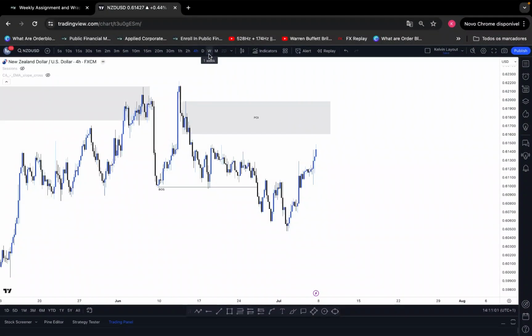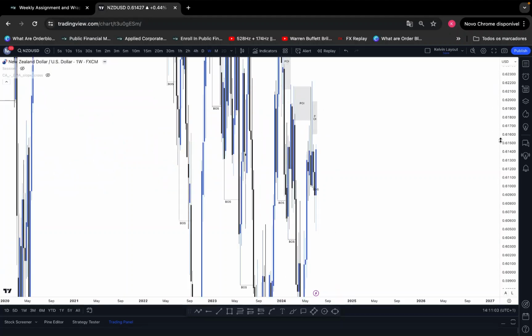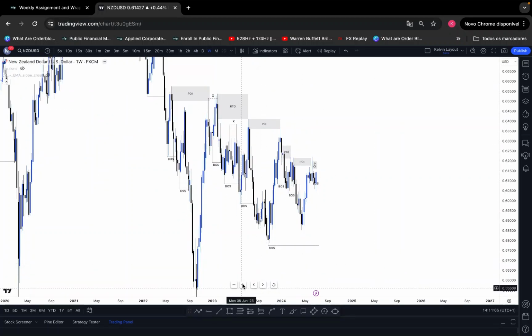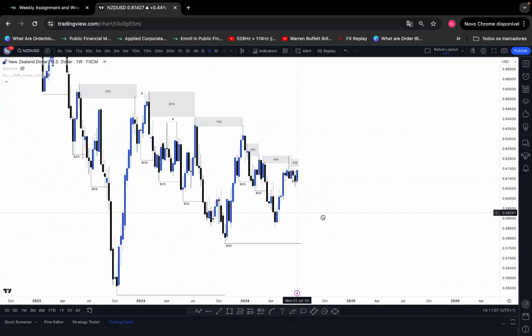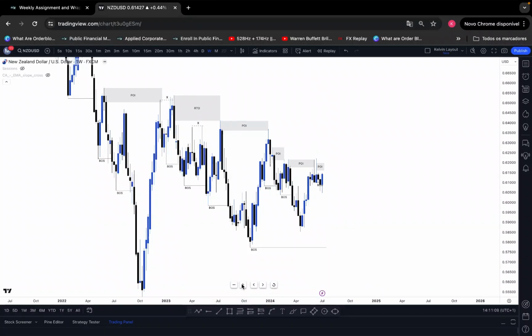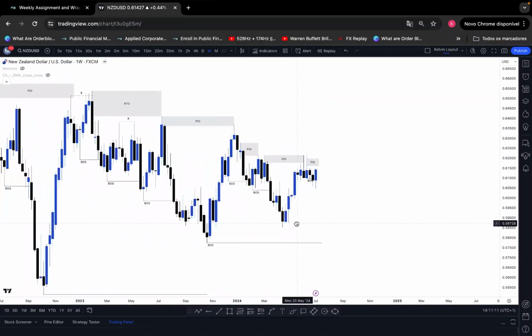So next pair is New Zealand dollar. We're also gonna look at it from the weekly. I think the weekly says it all. Just by looking at it, anybody can tell me that the overall intention is bearish, right? The intention right here is bearish. So we have this nice break, mitigation, second break, and then mitigation. Now, price comes to this weekly supply zone. What do we do next?